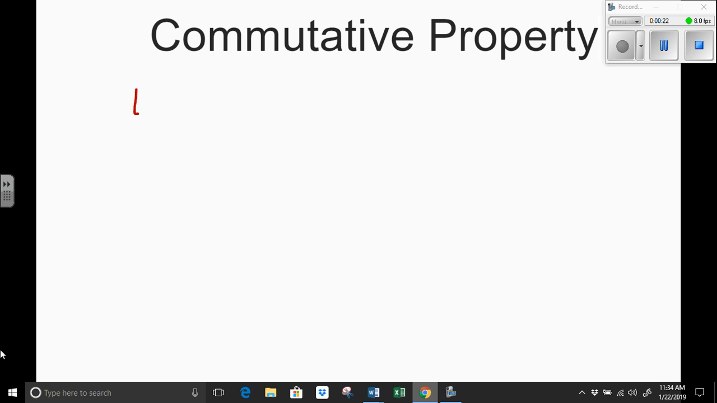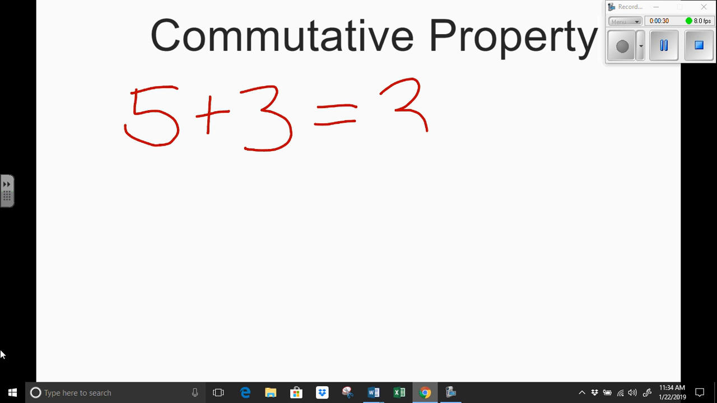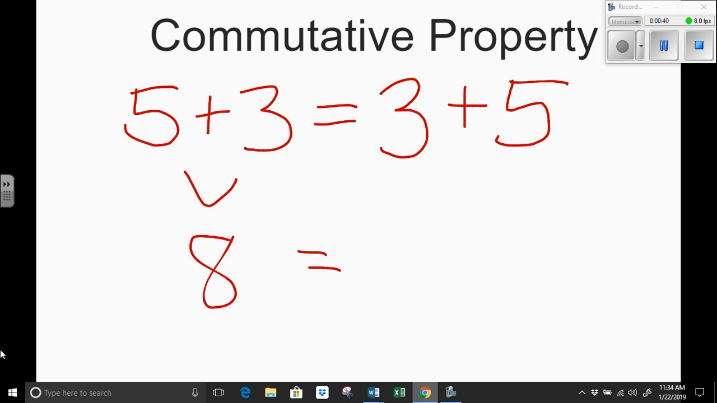For example, let's say we had 5 plus 3. If we were applying the commutative property, that means that we could switch those values, meaning 3 would become where the 5 is, and the 5 would be where the 3 is. Now our solution should still come out to be the same. 5 plus 3 is 8, and 3 plus 5 is 8. So this is what allows our commutative property to be true.